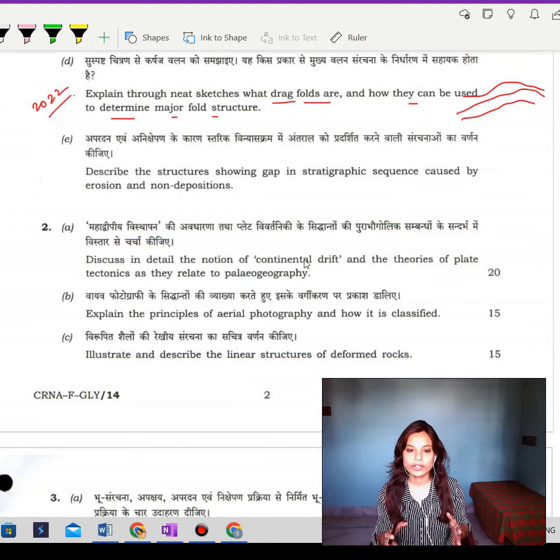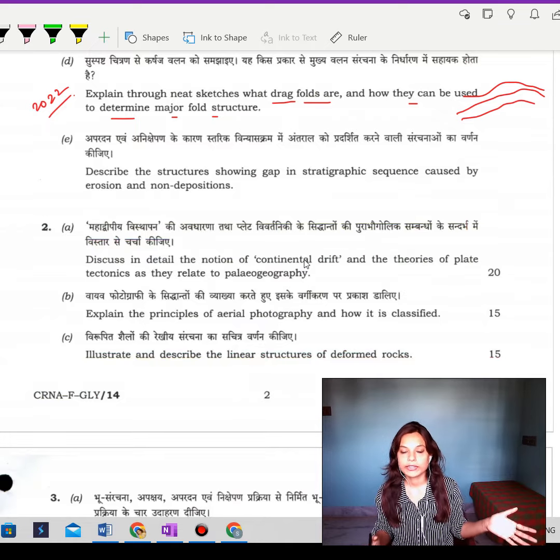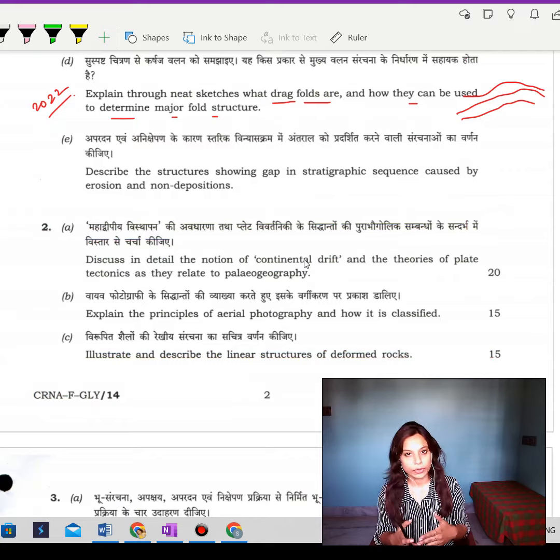Additionally, the geometry of the drag folds helps geologists analyze the strain and stress patterns within the Earth's crust, contributing to a better understanding of regional tectonic processes also. So by studying these drag folds along with other geological structures, geologists can piece together the complex history of rock deformation and also gain insights into the broader tectonic history of a particular region. So hence it is very important for you to study.